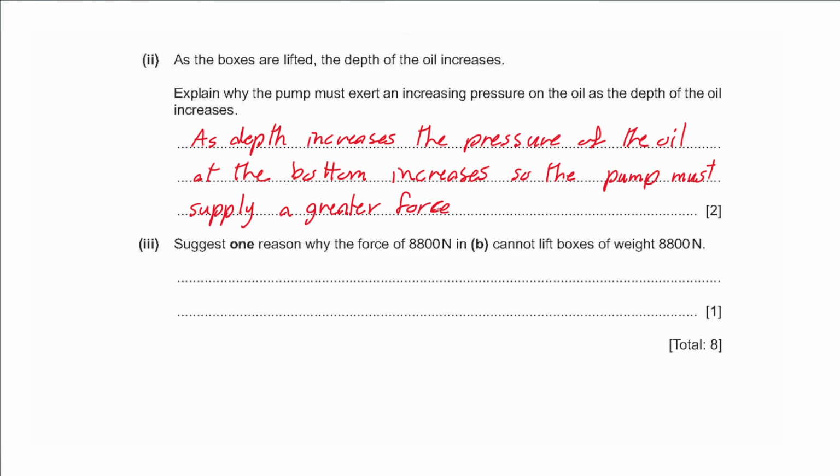Part I says, suggest one reason why the force of 8,800 newtons in B cannot lift boxes of weight 8,800 newtons. We say that if there is no resultant force, there is no change in motion. So it must be at first at least a force of greater than 8,800 newtons. So the object starts to move, then the force can decrease back to 8,800 newtons.